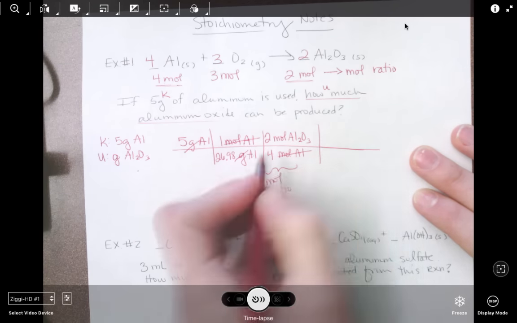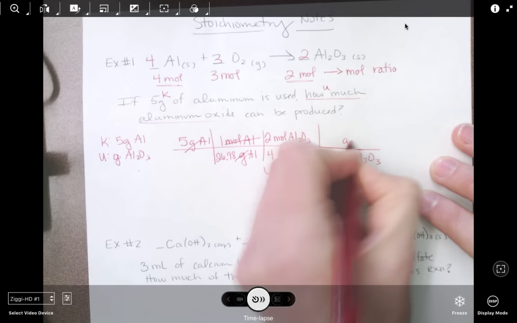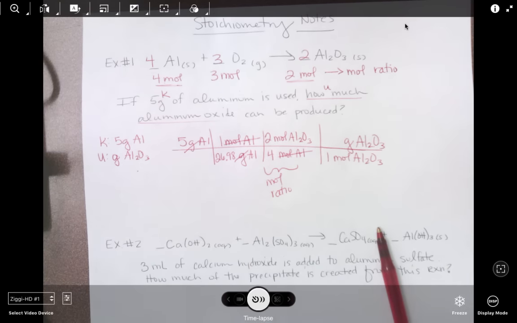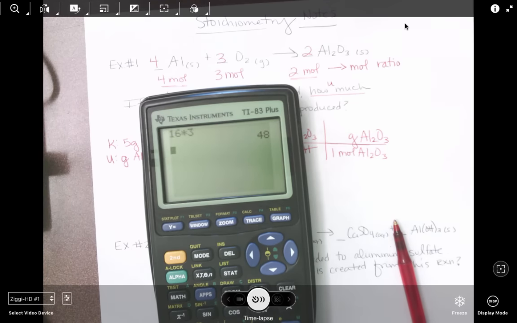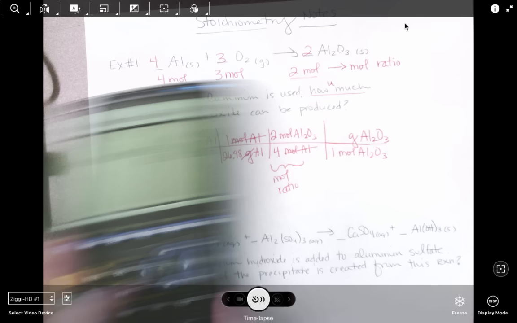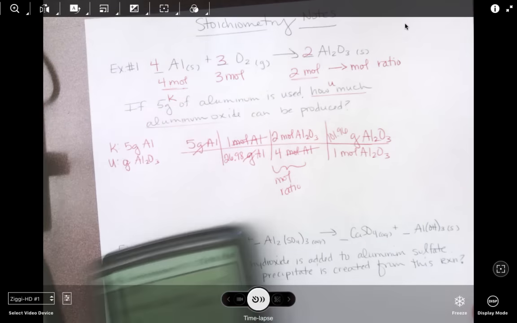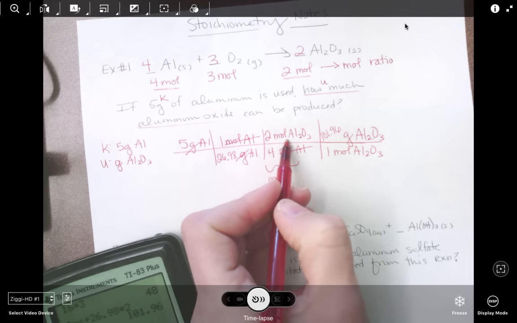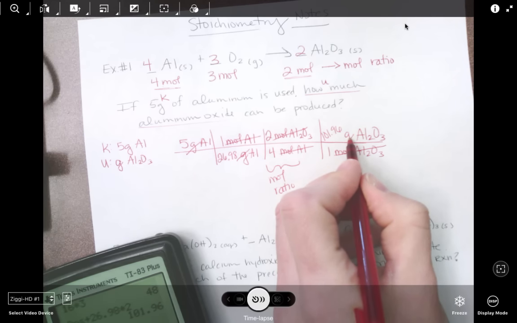Using the mole ratio, I can now say that for every 1 mole of aluminum oxide, I have the molar mass in grams of aluminum oxide. So I need to find the molar mass, which would be 16 times 3 for my oxygens, plus 26.98 times 2 for my aluminums. 101.96 is the molar mass. So 101.96 in grams. So I started off with grams, went to moles, went to the mole ratio to get out of one compound into another, and then back into grams of my second compound.